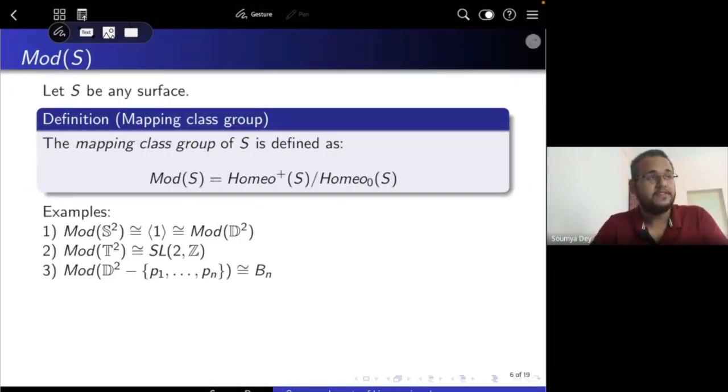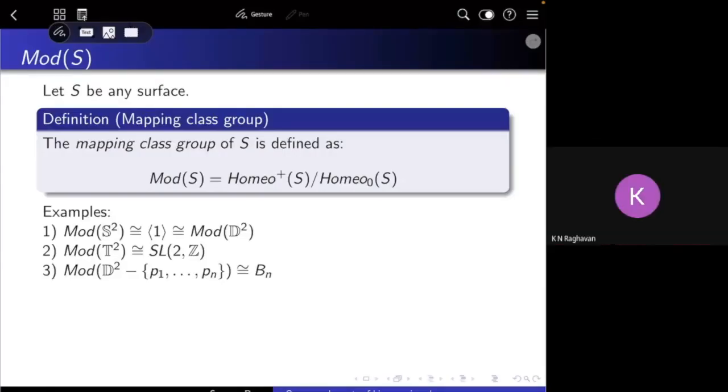So what is a mapping class group now? You have Homeo+ and you have Homeo_0, which is a normal subgroup.